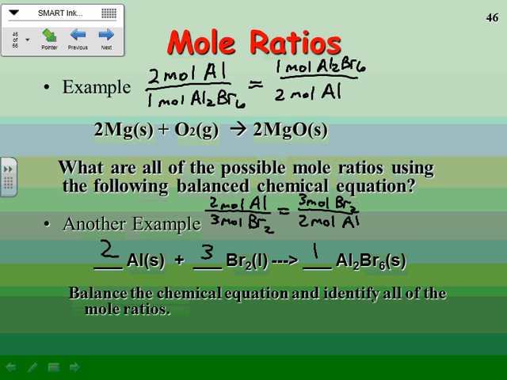And then what's the one other relationship that we have to pay attention to here? 3 moles over 1 mole Al2Br6. Yep. So 3 moles of Br2 can produce 1 mole of Al2Br6, and vice versa.